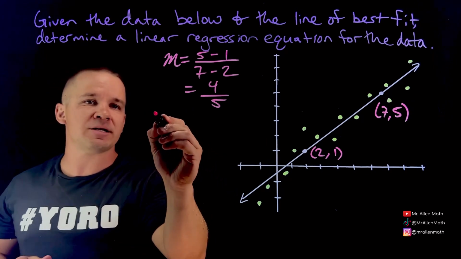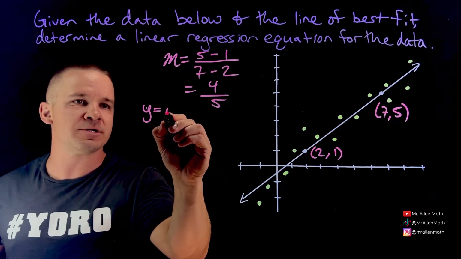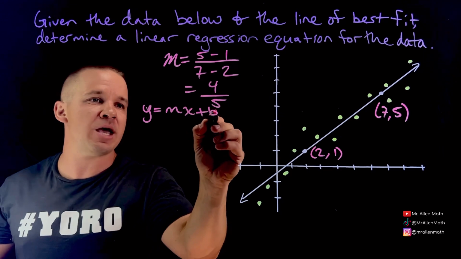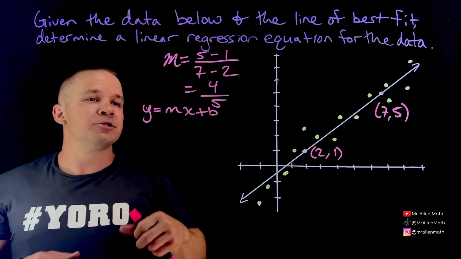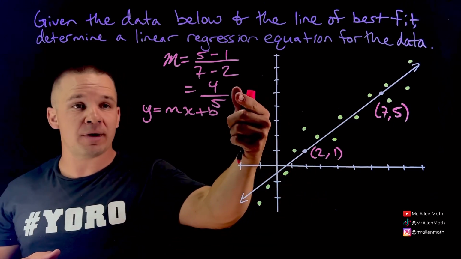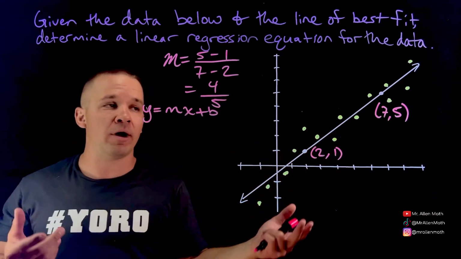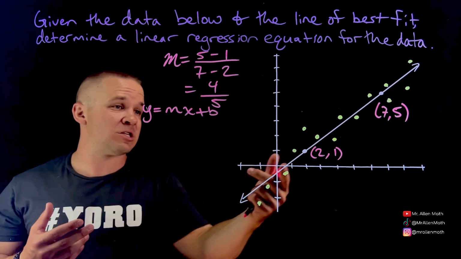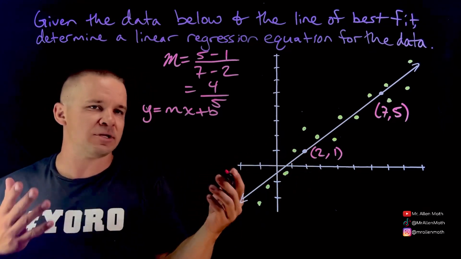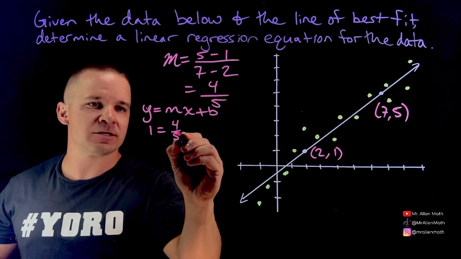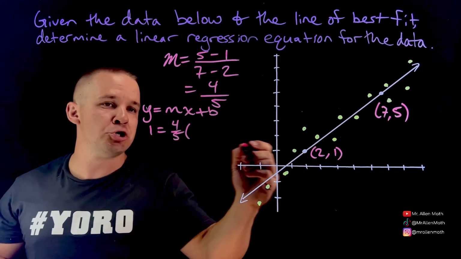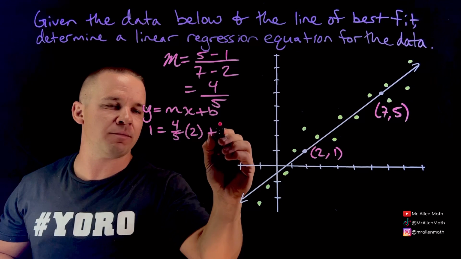Next up, I'm going to take my slope-intercept form. So y equals mx plus b. And now I need to figure out my y-intercept, okay? So I can do this by substituting in my slope, and also one of these 2 points. I'm going to pick the smaller numbers to work with. I think that seems like the best idea. So I'm going to throw in a 1. Then I got my 4/5 for my slope. I've got 2 for my x value. That's going to be lovely, plus b.